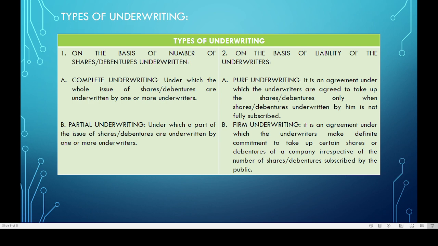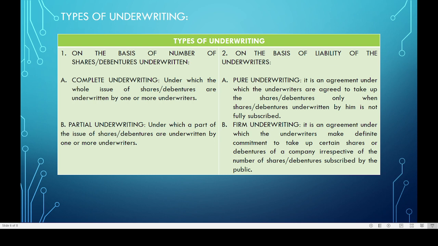Second one, partial underwriting, under which a part of the issue of shares or debentures is underwritten by one or more underwriters. For example, the total issue, as I told, is 1 lakh. Out of 1 lakh, 50,000 responsibility you are keeping with yourself and 50,000 responsibility you are transferring to another person. A part of your issue you are transferring to the other person. That is why this is called partial underwriting.